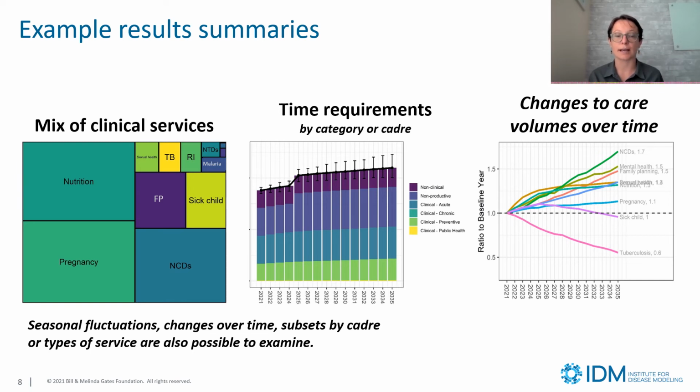We can also look at seasonal fluctuations. So not every month is average. Some months have more work than others due to malaria seasonality, birth seasonality, things of that sort. We can look at these shifts over time. And we can subset these by cadre of workers or by types of services to get into more specificity.